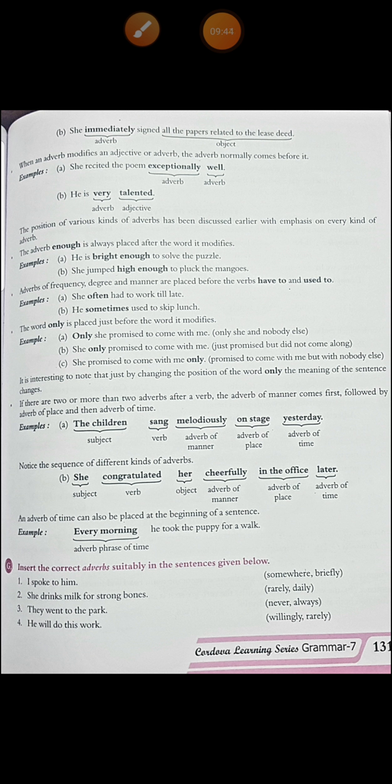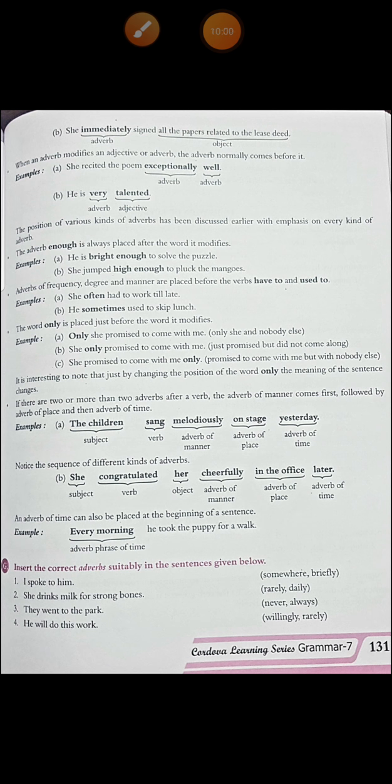Alright students, see what we have to do in this exercise G. You have to insert the correct adverbs suitably in the sentence given below. The sentence is given and in the option there are two adverbs given. You have to pick the correct one and insert at the correct place. Alright, see the first one, I spoke to him. Somewhere cannot be used. Alright, so what will be used here? I spoke to him briefly.